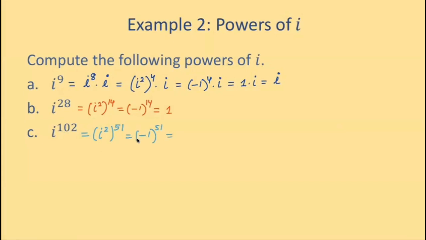And that is equal to, you can see, a negative raised to the odd power this time. Here it was -1 raised to an even power, here it was -1 raised to an even power. The answer was positive. But here we have -1 raised to an odd power, so the answer will be negative. And then 1 raised to 51, 1 raised to any power is 1. So you can see i to the 28 is 1 and i to the 102 is -1. So always remember, when you're calculating an even power of i, your answer is either 1 or -1.